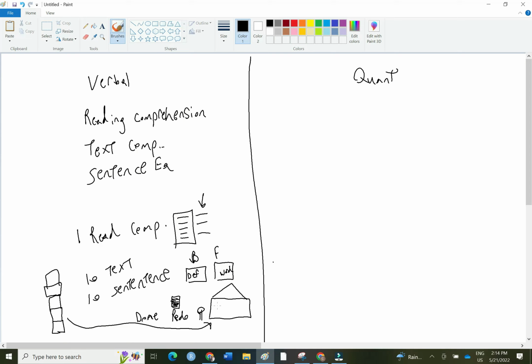It helped for multiple reasons. It helped because text completion and sentence equivalence questions just got a lot easier because you knew what the words were. And also your reading comprehension got a lot easier because, again, a lot of those words are in your reading comprehension paragraphs. So that's how I attacked the verbal section.